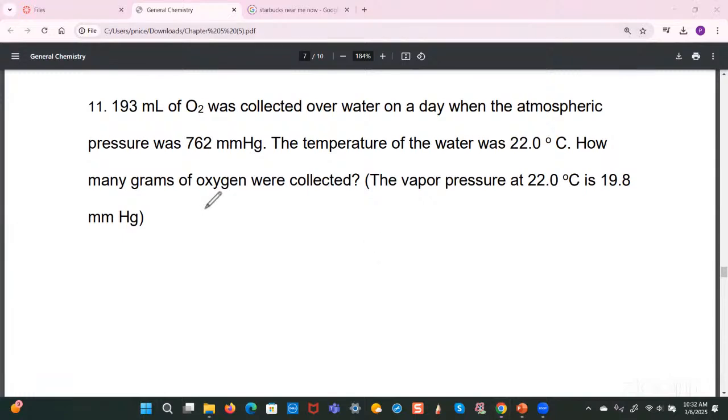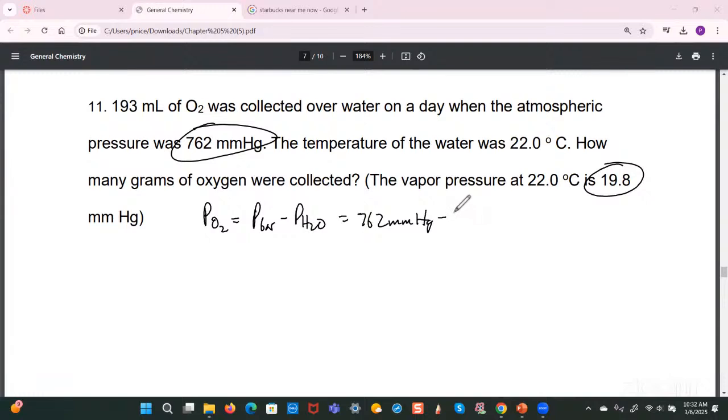And remember, we said in this situation, the gas that is collected over water will contain water vapor. So therefore, we can say that the pressure of the gas, in this case oxygen, would be equal to the barometric pressure minus the vapor pressure of water, right? Now, the barometric pressure is this, 762. I don't know if I told you this, but the barometric pressure is the same thing as the atmospheric pressure, right? So whenever you see those two terms, they mean the same thing. So the barometric pressure is 762 millimeters mercury minus the vapor pressure of water, which is 19.8 millimeters mercury. We see what that gives.